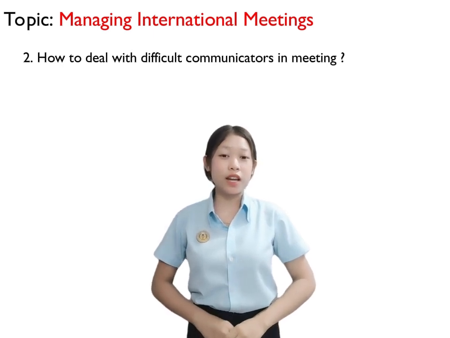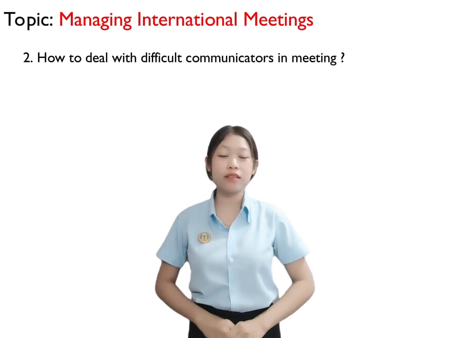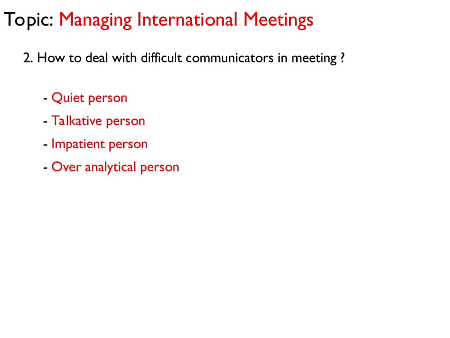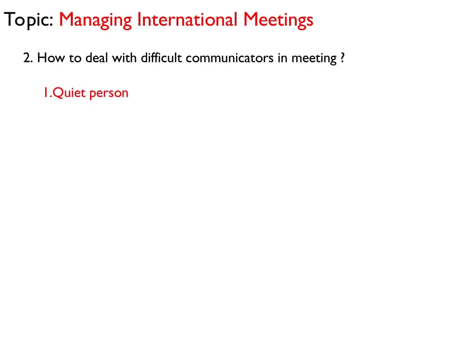Dealing with different types of communicators in a meeting may be challenging, but here are some strategies for each. In this part, I will talk about 4 types of person: quiet person, talkative person, impatient person, and over-analytical person. Number 1 is the quiet person. You must encourage participation by asking open-ended questions and providing opportunities for everyone to contribute.